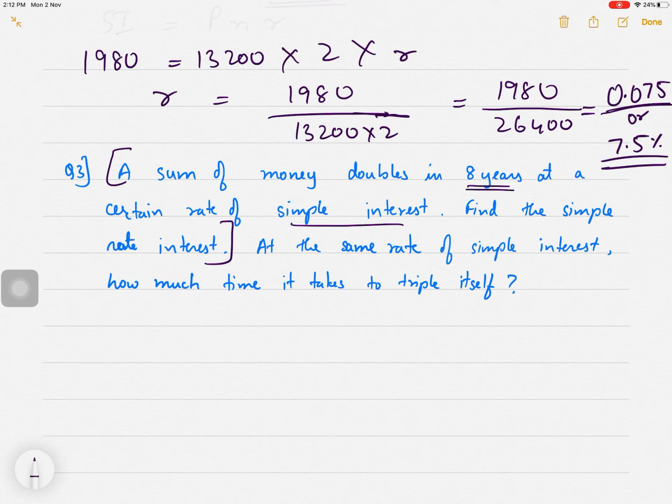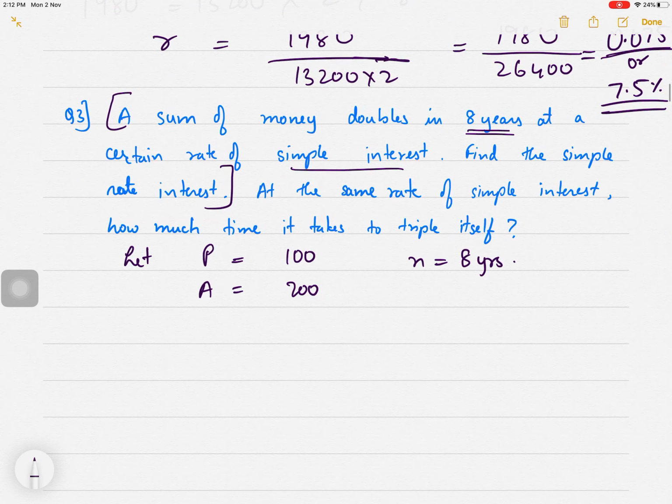That means if I deposit 100 today, after 8 years it will become 200. Correct? So let my principal amount be 100. If principal is 100, that means amount will be 200. If I deposit 100 today, it will become 200 after 8 years. So N is given as 8 years. At the certain rate, find the simple rate of interest. You have to find it. Okay. Let's find out.